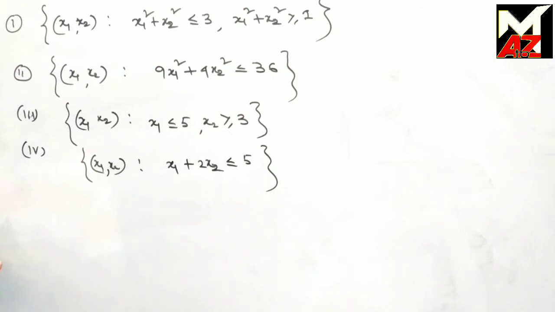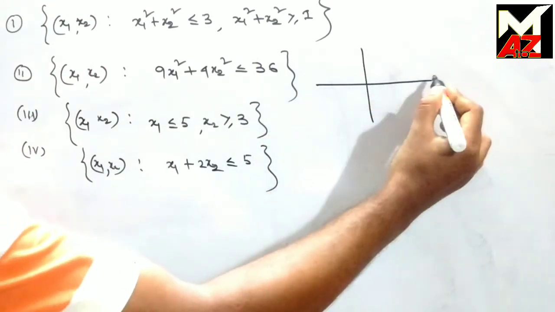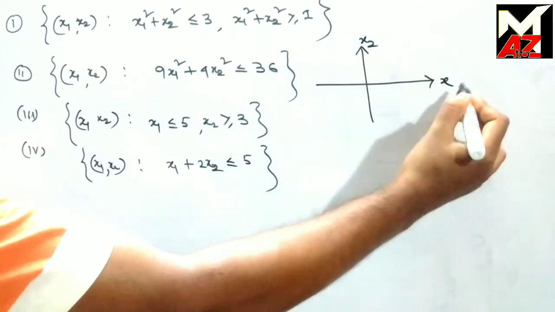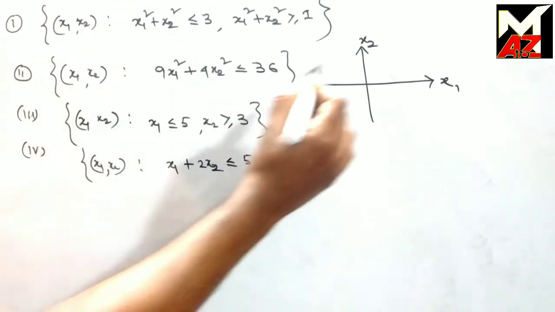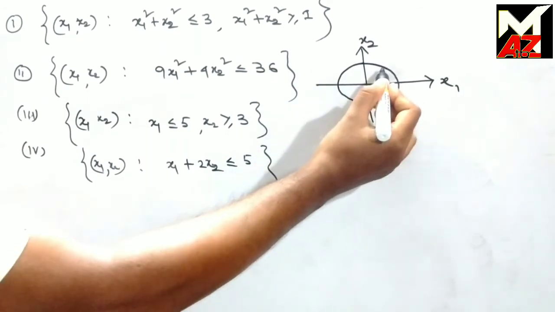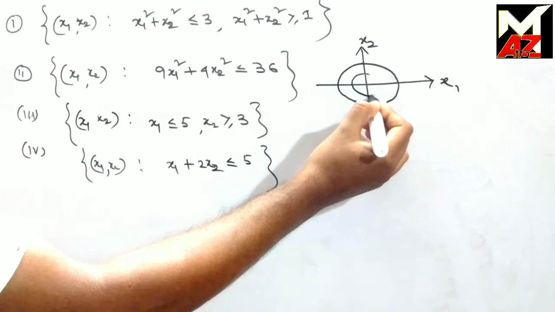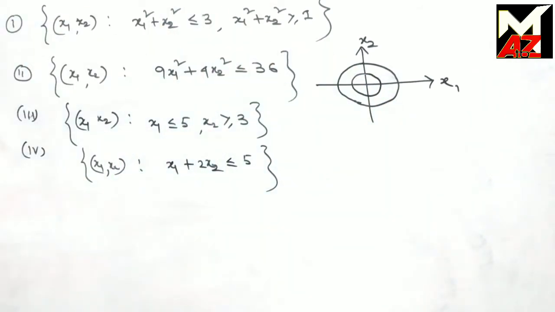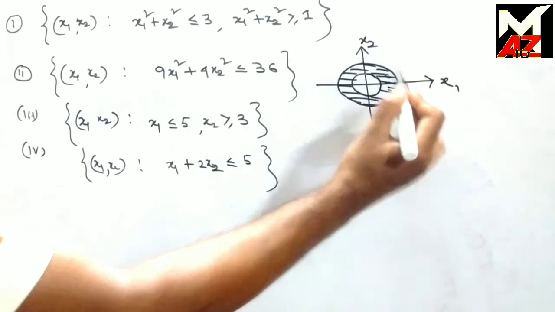If we draw the geometrical figure for each set, then for the first set we get, this is the x1 axis, this is the x2 axis, and this is a circle with center at the origin and radius root 3 units. The region is inside, and this other circle is x1 square plus x2 square greater than or equal to 1, that is, a circle of radius 1 and center exactly at 0, 0, and the region is outside the circle. So the common region is clearly the shaded region. We shade this region.